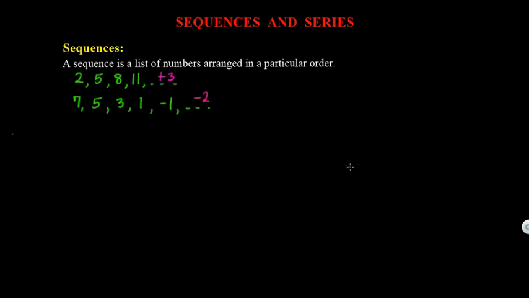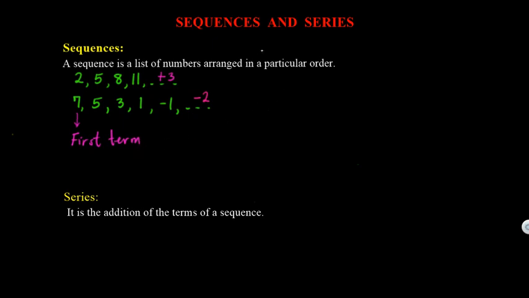Then what do we call a series? A series is the addition of the terms of a sequence. By terms, we mean each of the numbers in a sequence is what we call a term. The very first number in a sequence is called the first term.